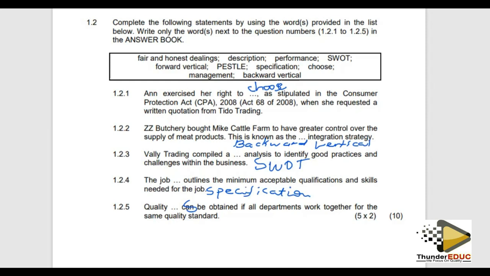Okay, right. Hopefully, grade 12s, at this juncture, now you have acquired a lot. Remember, I told you, as much as we'll be fighting over time to complete each and every question within the stipulated time, also make sure that whatsoever you write is something that is understandable. So now the last one, we have 1.2.5. It does read like this. Quality dash can be obtained if all departments work together for the same quality standard. So remember, I did explain this. I said that each and every department should be in the position to know their mandate. They should be in the position to know what they are supposed to be doing. So now here, the appropriate answer that we have under this regard is performance.